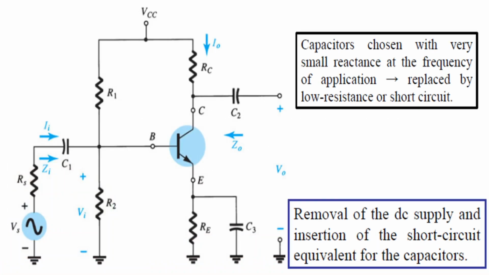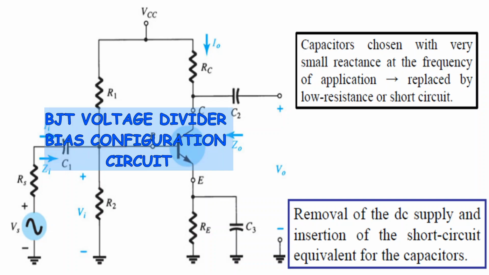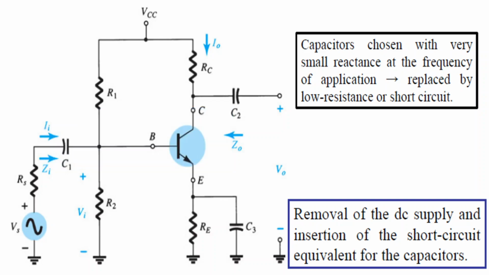For this video, we will use the BJT voltage divider bias configuration circuit, for example, to draw the RE model for AC analysis. Before we go further, I would like to explain the main steps before we solve the problem for AC analysis.